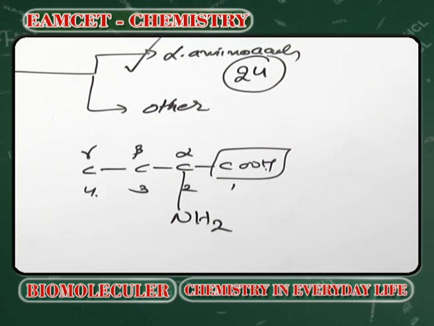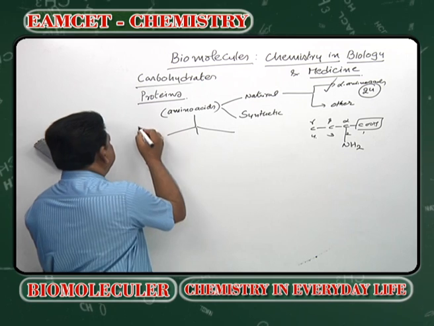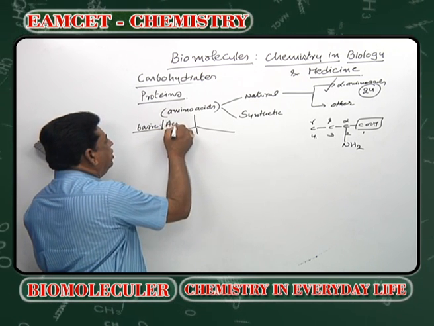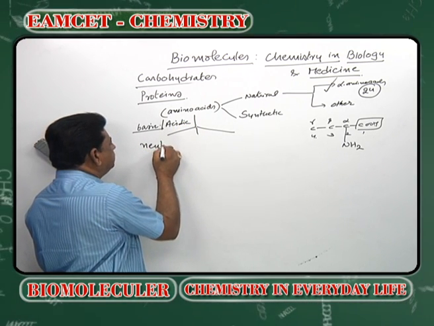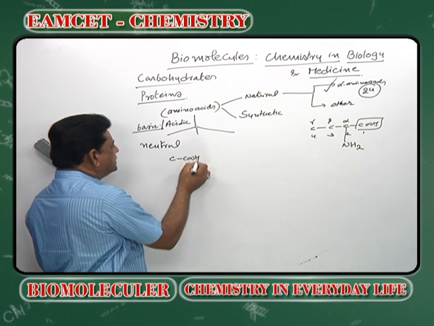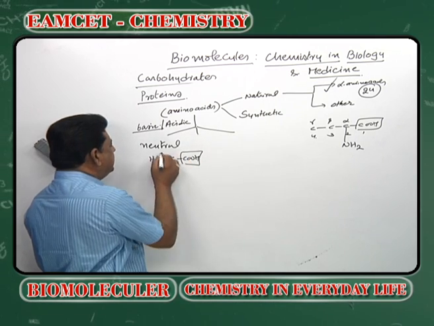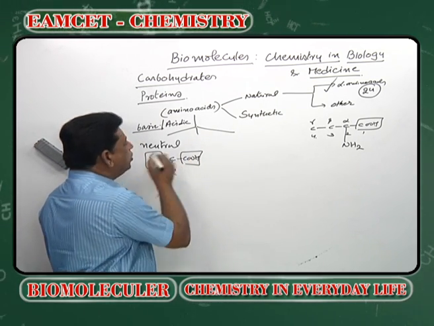Amino acids are also classified on the basis of basicity, basic and acidic nature. They are divided into neutral amino acids. Neutral means it will contain one carboxylic acid and one amino group. So the acidity and the basicity are compensated. Such amino acids are neutral.